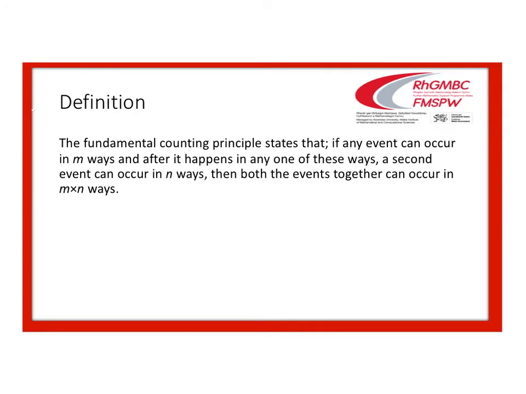The fundamental counting principle states that if any event can occur in m ways, and after it happens in any one of these ways, a second event can occur in n ways, then both of the events together can occur in m times n ways. So referring back to our example, we had a coin which could occur in 2 different ways, and then following one of those 2 ways, we could roll a dice and the event could occur in 6 ways. So we had 2 times 6 equals 12 possible ways.